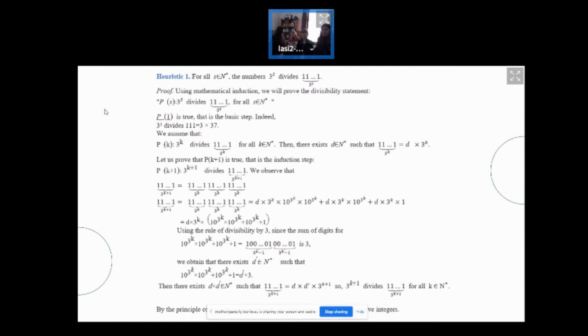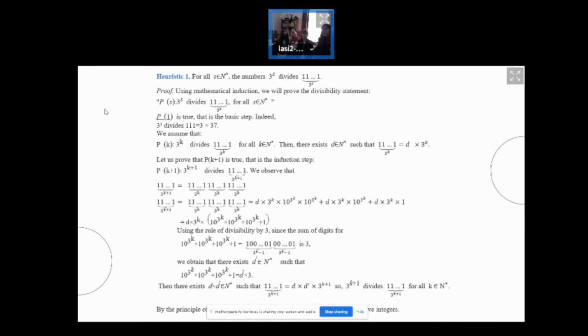P, k plus 1, states that 3 to the power of k plus 1 divides 111 taken 3 to the power of k plus 1 times. We observe that the number 111 taken 3 to the power of k plus 1 times can be written as 111 taken 3 to the power of k times, 3 times, obviously. So we can write it as d multiplied by 3 to the power of k, multiplied by 10 to the power of 3 to the power of k, multiplied by 10 to the power of 3 to the power of k, plus d multiplied by 3 to the power of k, multiplied by 10 to the power of 3 to the power of k, plus d multiplied by 3 to the power of k, multiplied by 1.